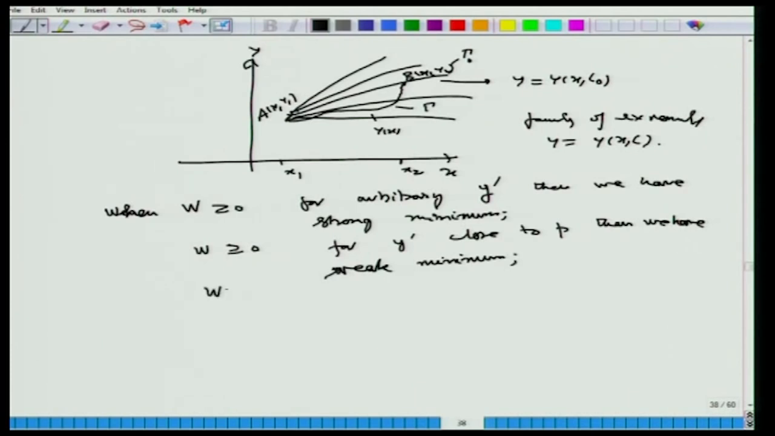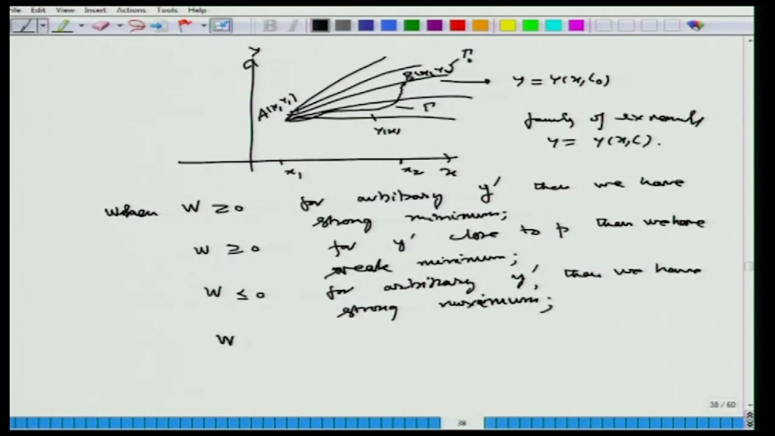And if W is less than or equal to 0 for arbitrary y prime, then we have a strong maximum, and if W is less than or equal to 0 for y prime close to P, then we have a weak maximum.